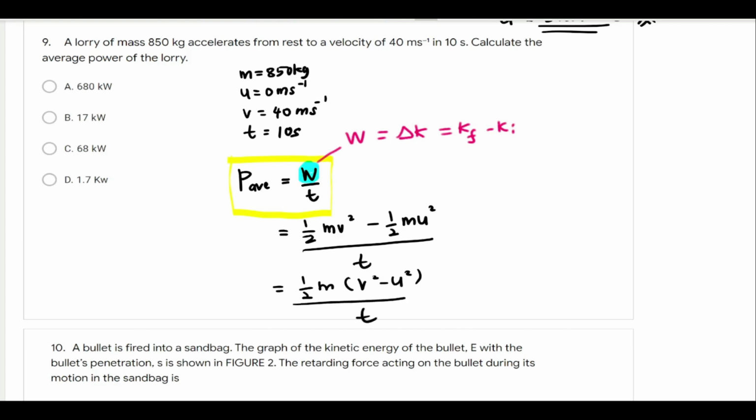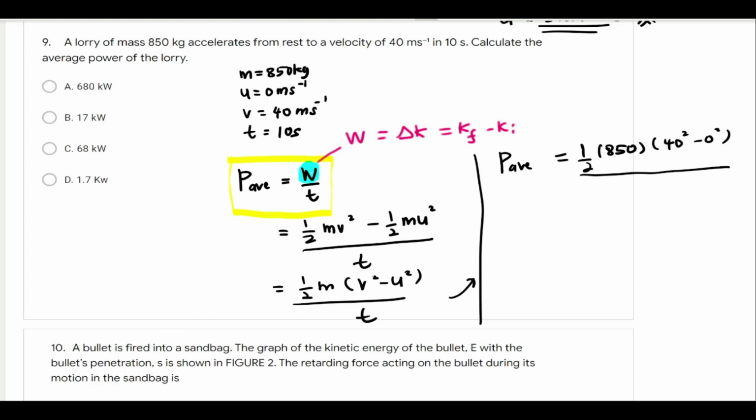Okay, therefore P average is equal to, sambung kat sini ya, half mass 80 150 kg, V is 40 squared minus 0 squared over time is 10 seconds. Finally, you akan dapat jawapannya adalah 68,000 watt ataupun 68 kilowatt. Okay, so the answer is C.